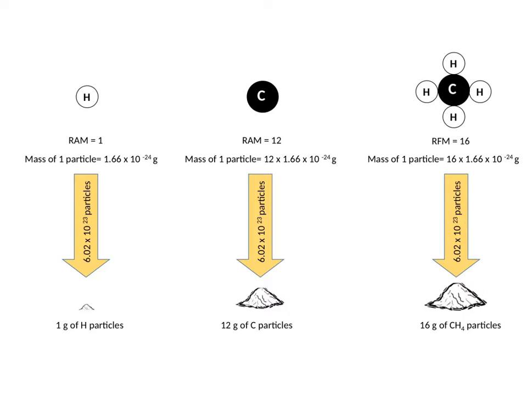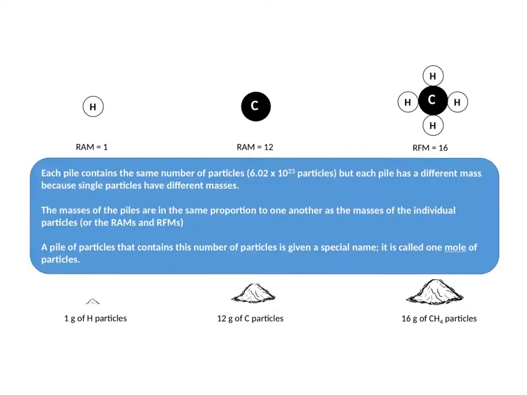And that is what we call a mole. So a pile of particles that contains the same number of particles, that's what we've got. It's given a special name, it's called 1 mole. So it's just a comparison whereby 1 gram of hydrogen particles contains the same number of particles as 12 grams of carbon, and so on. We could do that all the way through the periodic table.